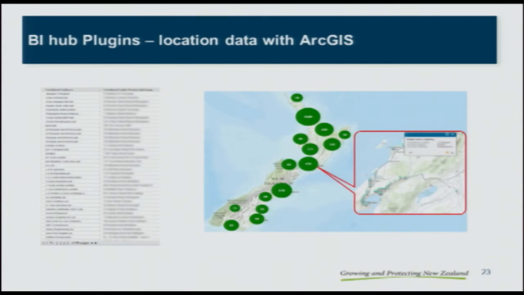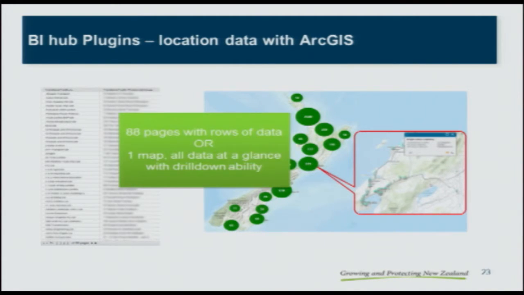The analysts can do this themselves. All they need is some sort of a location, an XY coordinate, or lat long in their data, and they can build that map themselves quite easily. So we don't need a specialist to create these maps for them. It's all done within the BI tools, not even within the GIS tools. So 88 pages with rows of data, and instead we go to one map with the data at a glance. And if you zoom into that, it will break up into smaller circles as well.